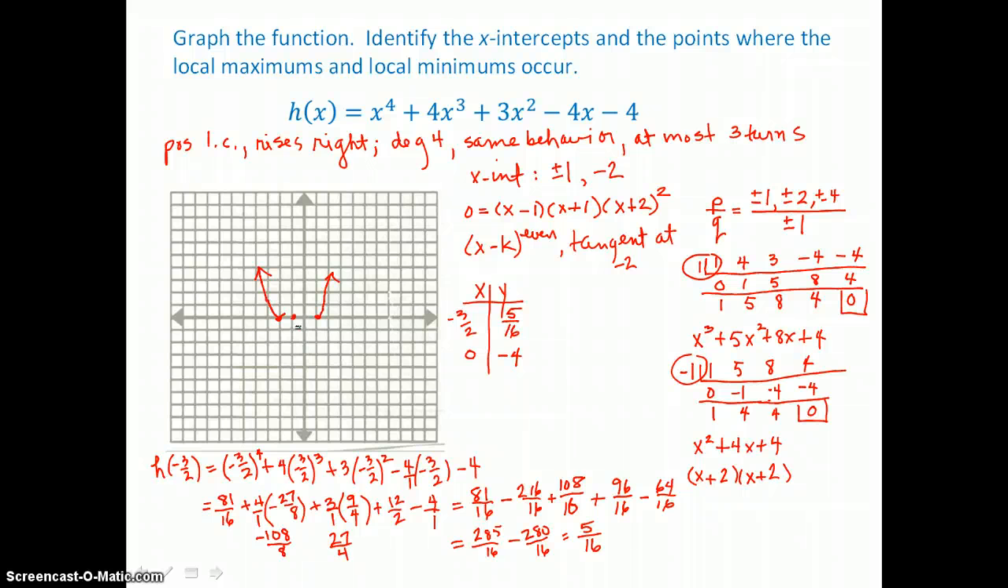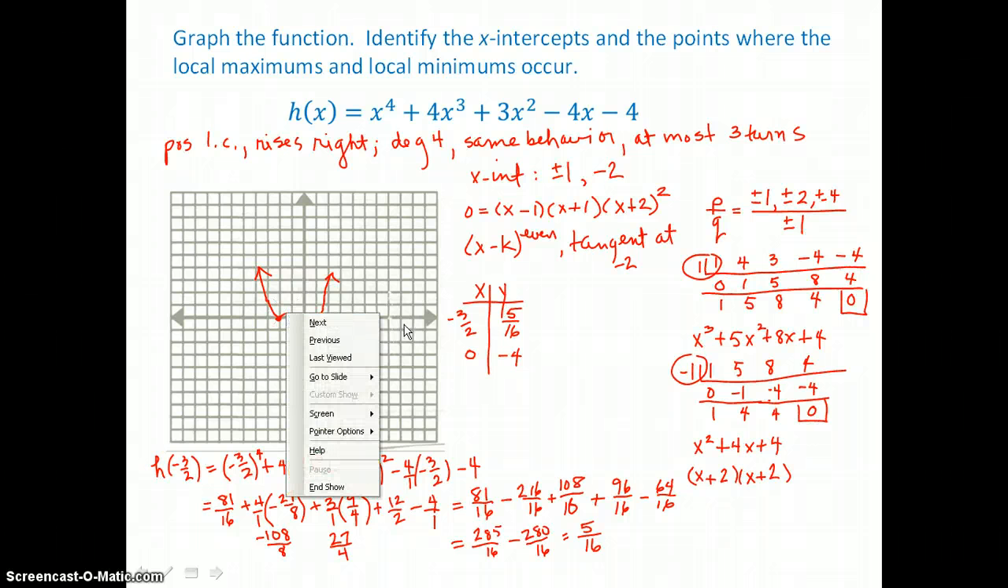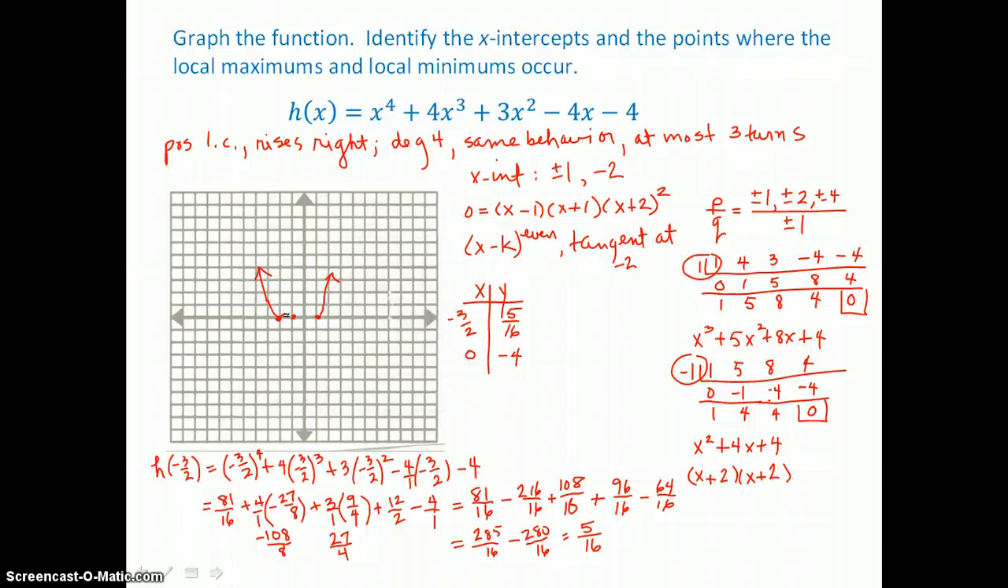So when I graph -3/2, 5/16, it's about there, and then my y-intercept of 0, -4 would be here. So I'm going to rise and fall to that low point. So this curve has at most 3 turns. It falls from the left and turns at that tangent point, rises to a local maximum, and falls again to a second local minimum.